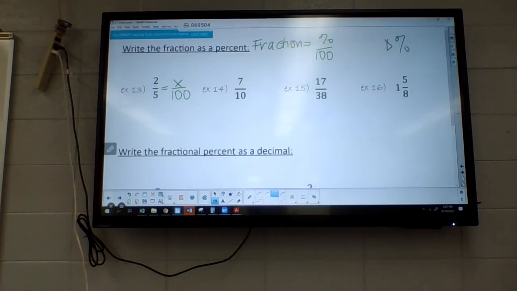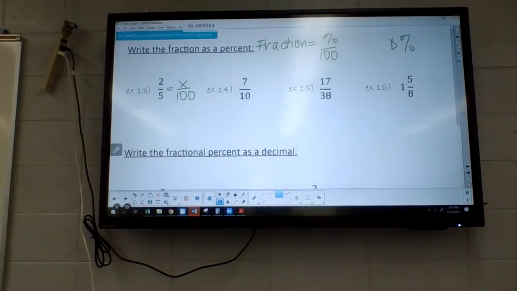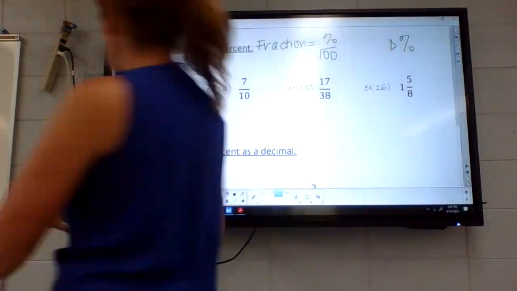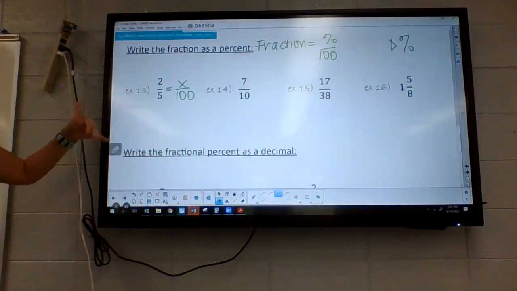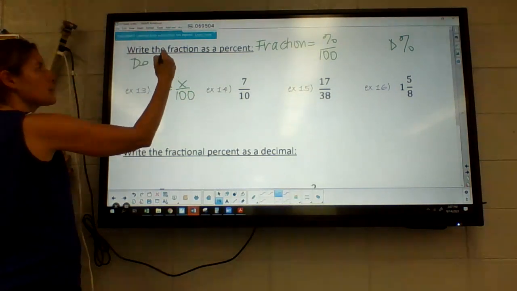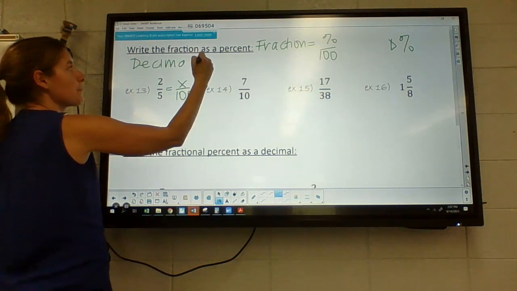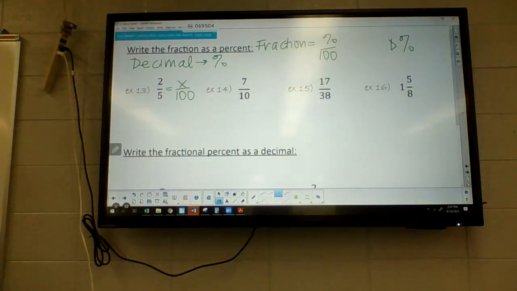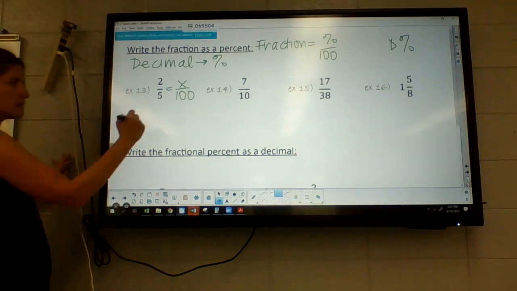Otherwise, if you don't have the fancy calculator, you have 2 over 5, and I can change that to a decimal and then change it to a percent. We changed fractions over to decimals. I divide 2 by 5 and then switch it, decimal to percent. It's really up to you. 2 over 5 as a decimal is 0.4, so as a percent, it ends up being 40%.